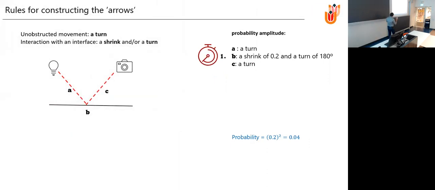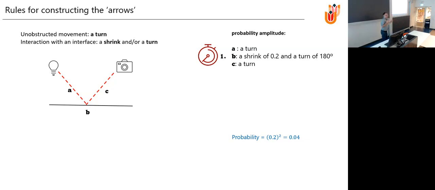And the whole sequence, for example, of light being emitted by the light source, bouncing off some surface here at B, and then going to the detector over there, is described by following the movement of that stopwatch. And so what happens here? If the photon moves from A to B, that's an unobstructed move, nothing really happens, so just the hand of the stopwatch turns. Then at B, it is reflected.